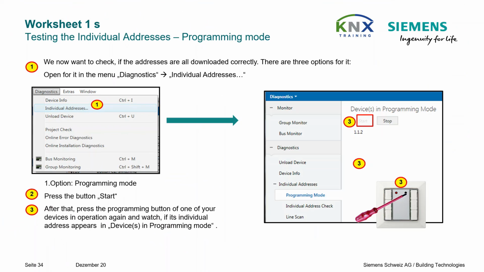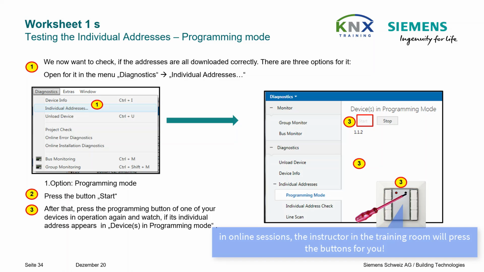Now that we have assigned the individual addresses of our devices, we want to run some tests if all went well. So we open the Diagnostics monitor again and we go to individual addresses. First option, programming mode. Press the button Start. After that, press the programming button of one of your devices in operation again and watch if its individual address appears in devices in programming mode. This step is of course not applicable for online remote training.